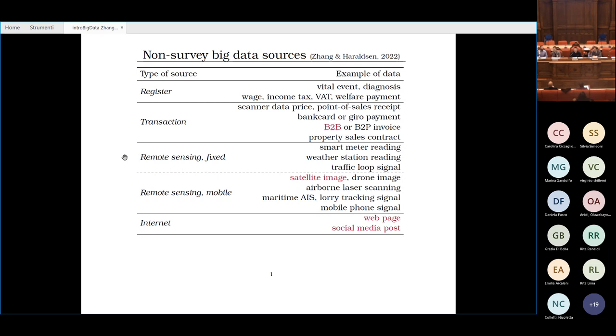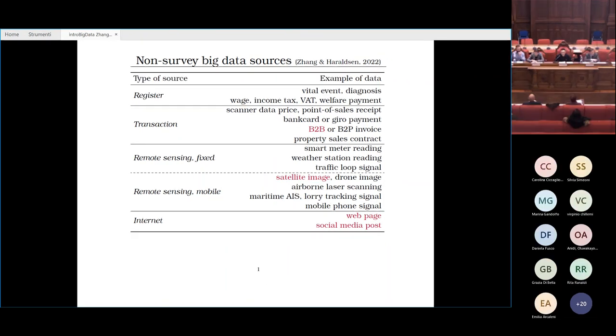Right, so about big data. So here's a summary that in a recent paper we gave. Basically we said the key thing is non-survey, not planned survey data. Ideally it should be big too. So we include all types of data like registers, transaction data, remote sensing, whether the sensor is fixed or mobile, and then you have internet. So all these are examples of the data we could be talking about today. And I highlighted the B2B transactions, the satellite image, the web page, social media, some of the things that today we will use as examples, as far as I can understand from the paper. So go on next, please.